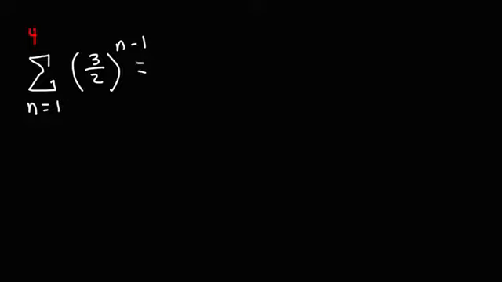Now let's work on another example. So let's say we have 3 over 2 raised to the n minus 1, and we're going up to 4. Try that one. When n is 1, it's going to be 3 over 2 raised to the 0 power, which is 1. When n is 2, this is going to be 2 minus 1, or 1, and so we're just going to get 3 over 2.